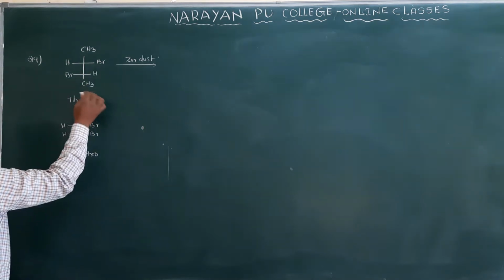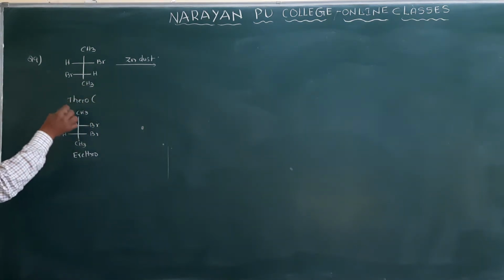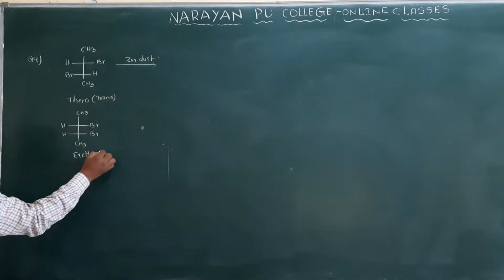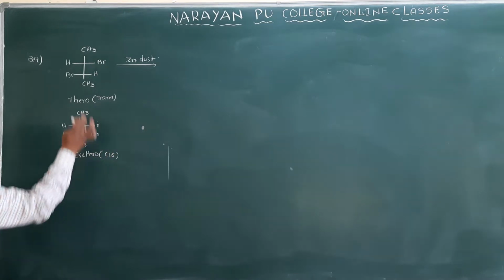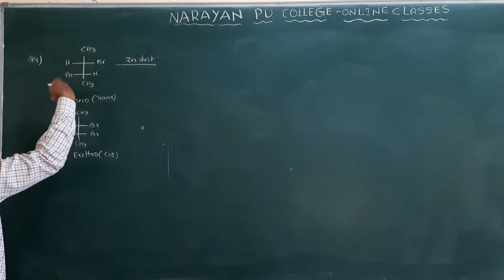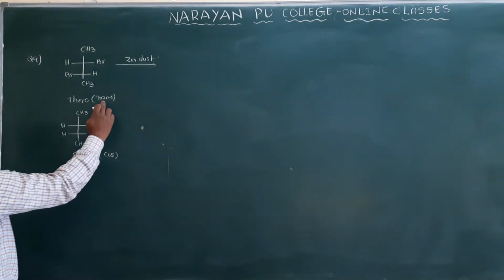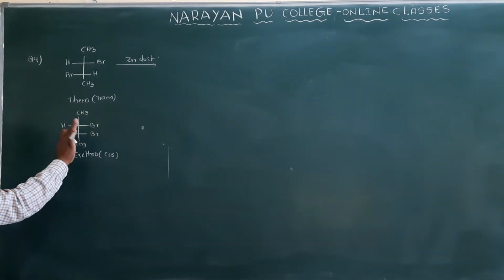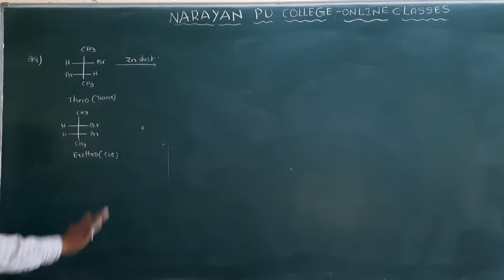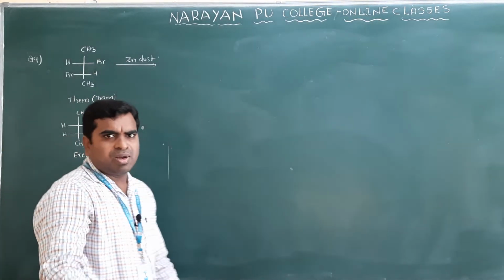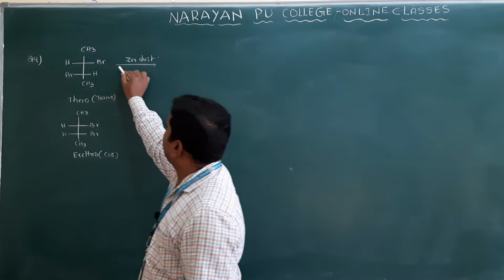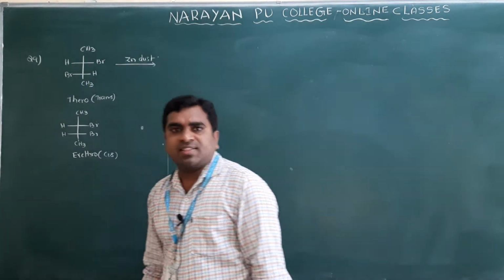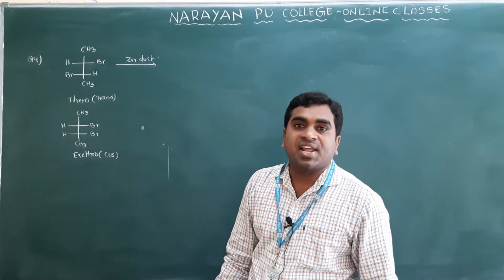We could not say it is a trans, but for understanding purposes I will write here it is trans-like. And here it is cis-like, because both are on the opposite position. Opposite position means we will consider it trans. And here bromine and bromine are both on the same side. Same side means cis. Clear? The same reaction we have discussed previously. Zinc dust and two bromine atoms are there. Which reaction is it? Elimination reaction.